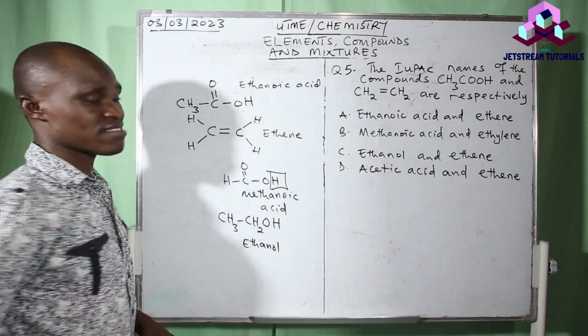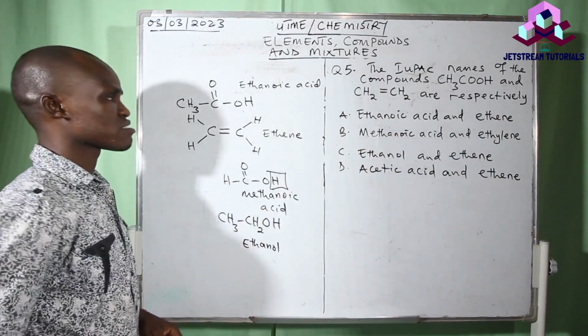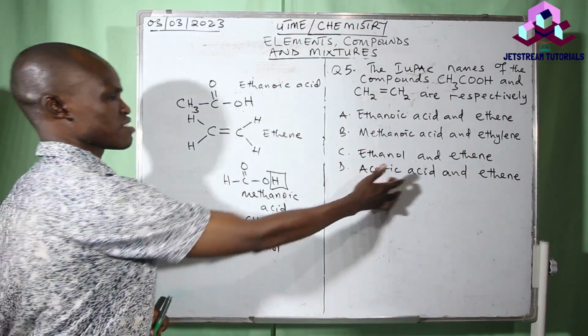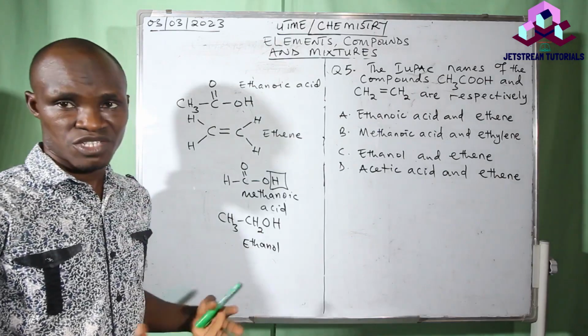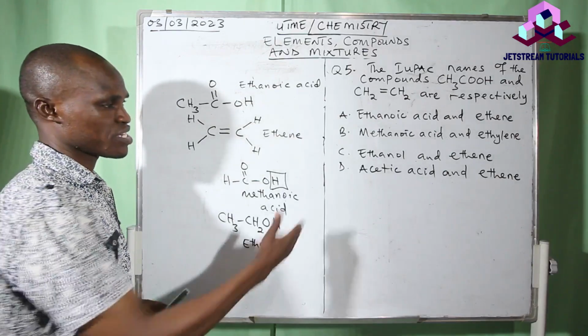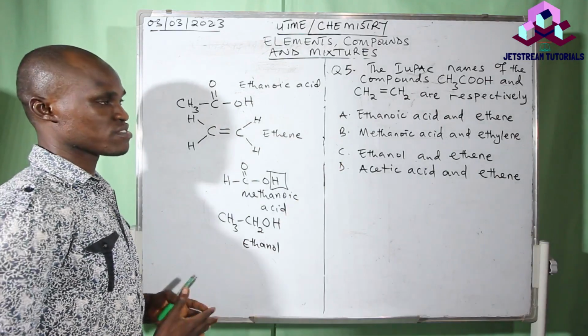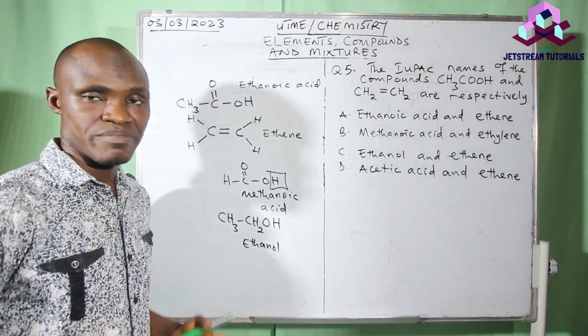Then acetic acid and ethene. Yes, acetic acid is also correct for this structure, okay, but acetic acid, as the name implies, is not an IUPAC name. It's a common name. So that is why we cannot accept option D. So you have to understand the difference between common name and IUPAC name. So I hope this helps.